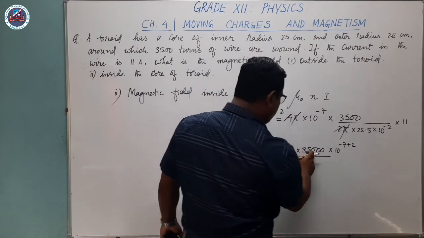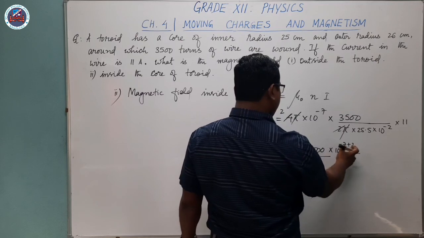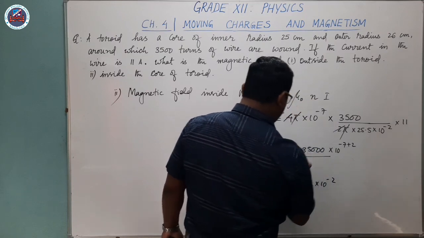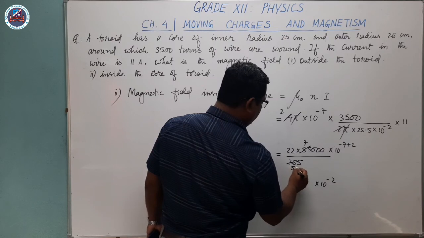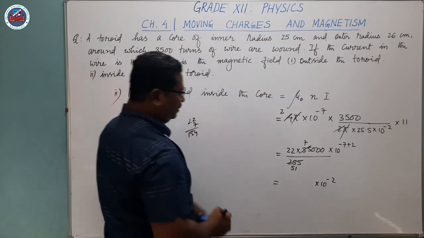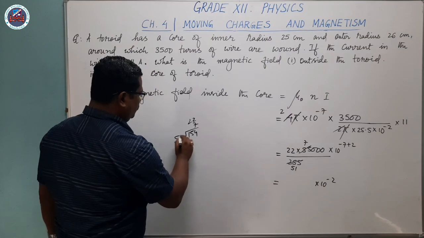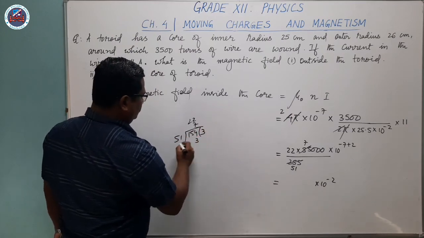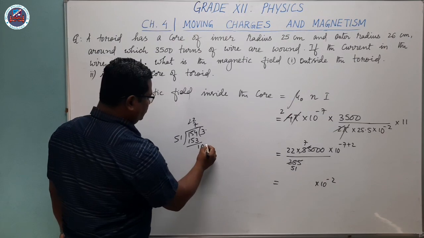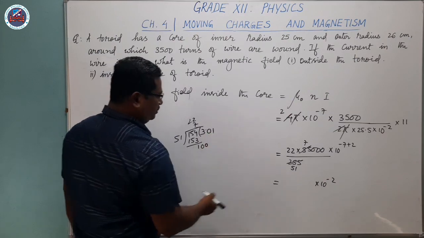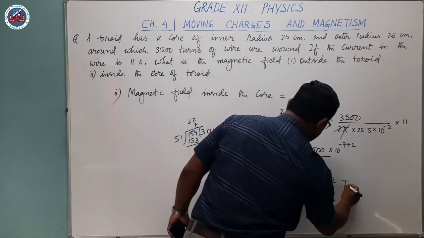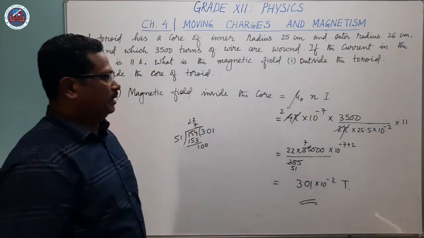Then these zeros, how many are there? 1, 2, 3, 4, 5, then it will become 10 power minus 2. 35 into 22, this one you can cancel: 5 7s are 35, 5 5s are 25, 5 1s are 5. These two can multiply, 22 into 7 is 154, then divide by 51, 3 times is 153, then 10, then decimal. After 50, you cannot divide, so if you put 0 here, 10 will come, 1 time will come. So you can write this nearly as 3 into 10 to the power minus 2, or 0.1 if you wish, in Tesla, the SI unit of magnetic field. This way you can solve it.